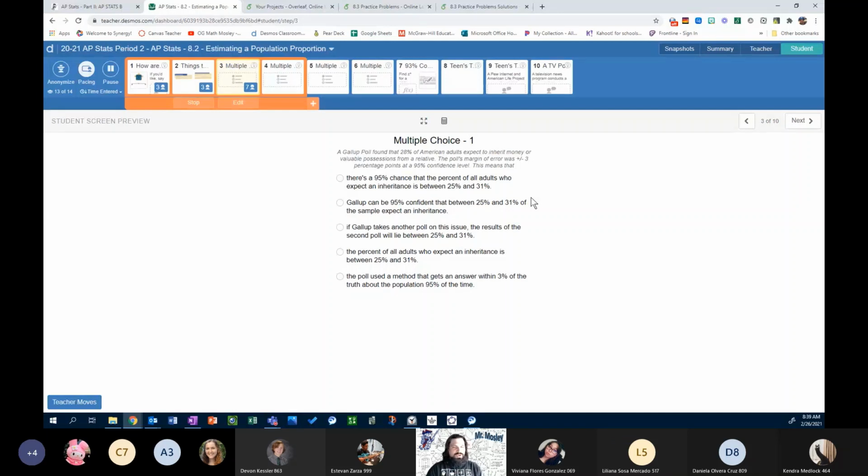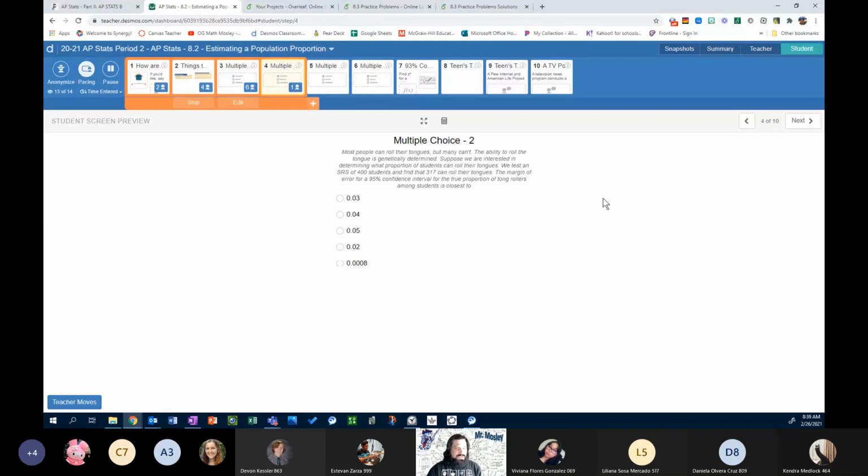A Gallup poll found that 28% of American adults expect to inherit money or valuable possessions from a relative. The poll's margin of error was plus or minus 3 percentage points at a 95% confidence level. This means that, and you need to select the correct statement that completes that sentence. What's the meaning of the information just provided? Only one of these statements is correct.